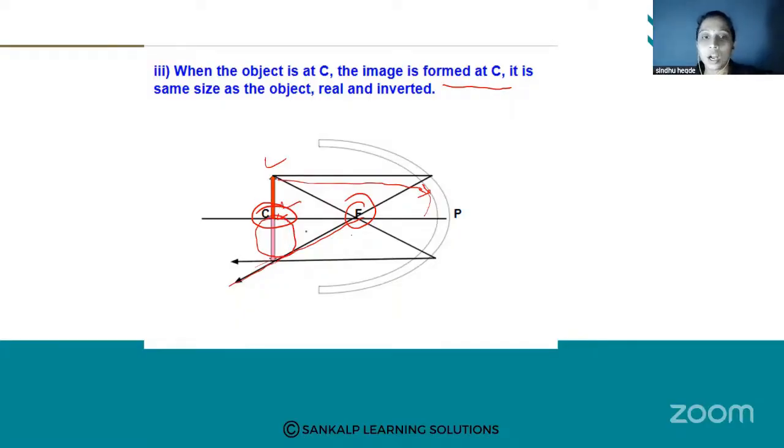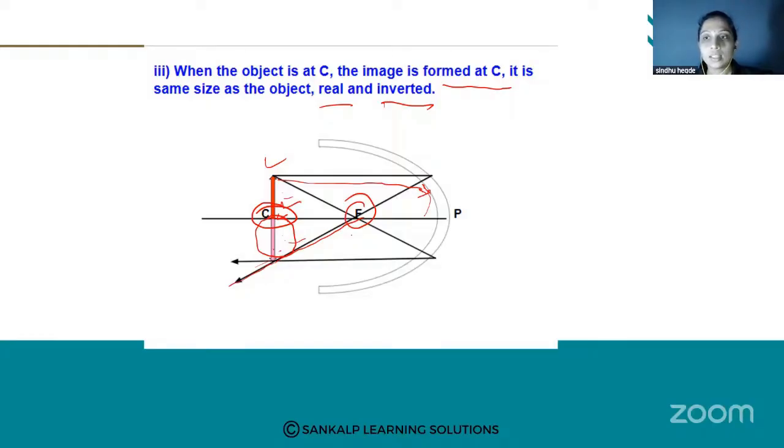But how does the image look here? What are the characteristics of this image? See, this is firstly inverted. Turned upside down, right? So this is inverted. And again, we can record this image on a screen, so this is called a real image. And then the size is equal. Here both the object and image size are equal. See, this is the third case, when the object is at point C.